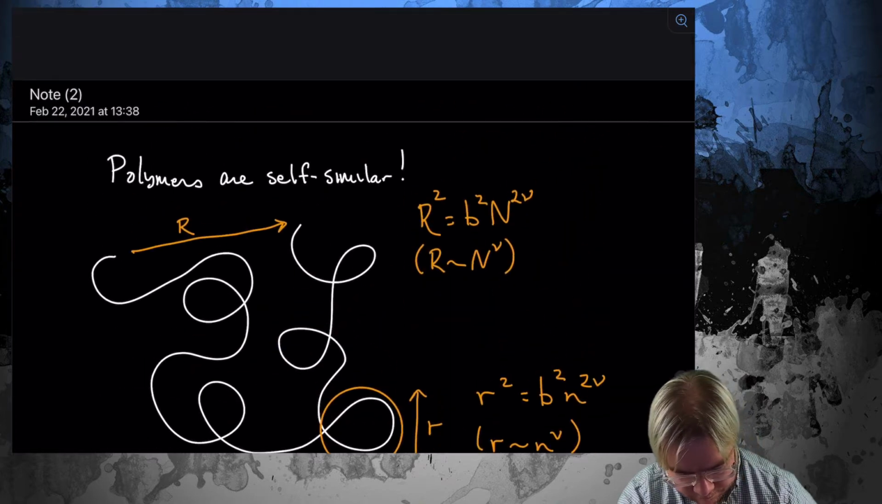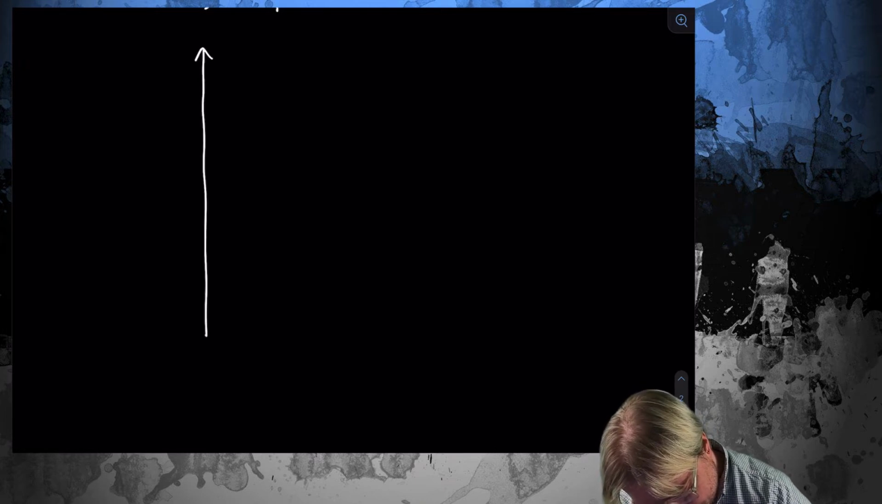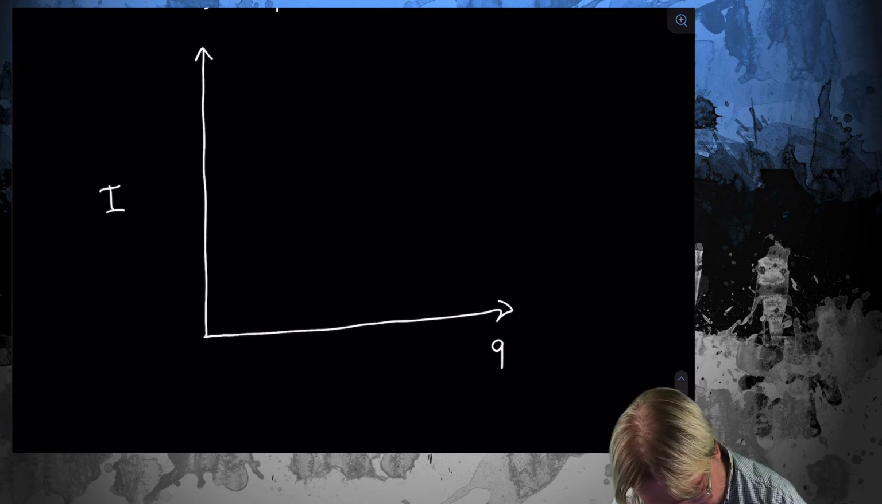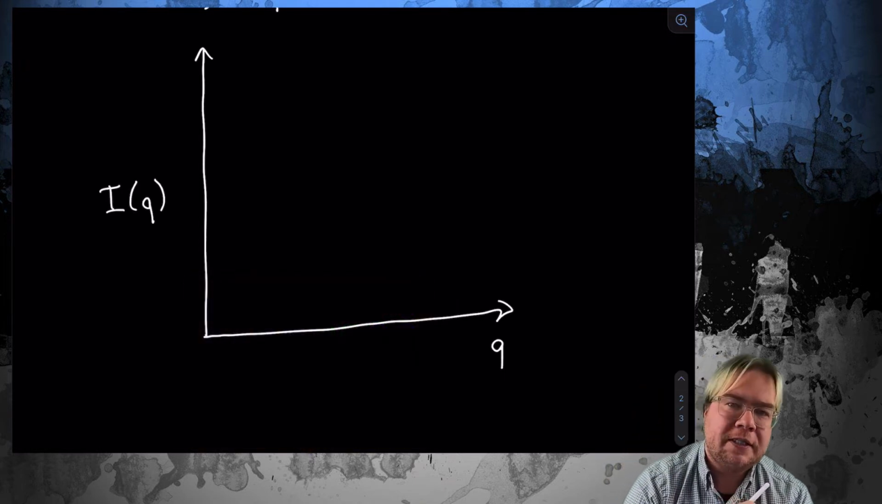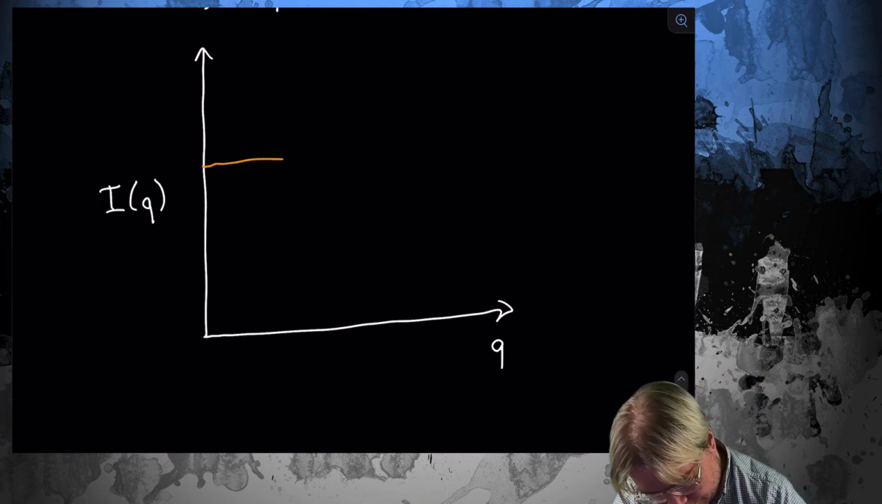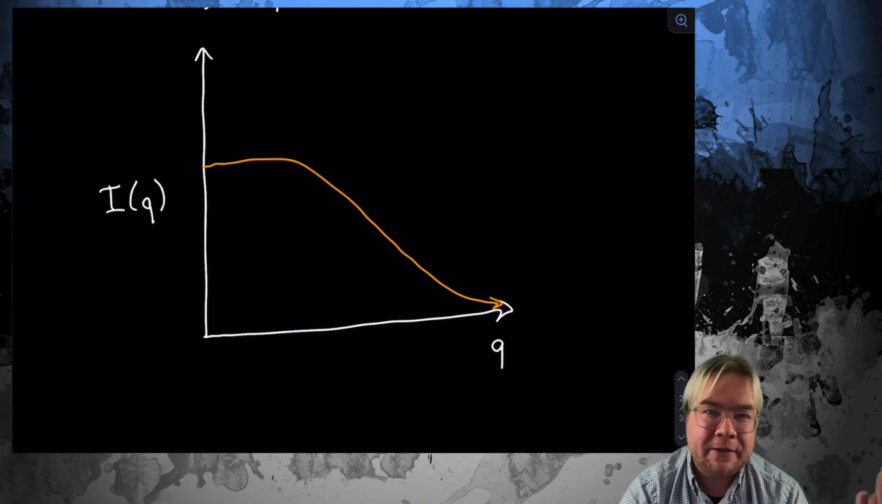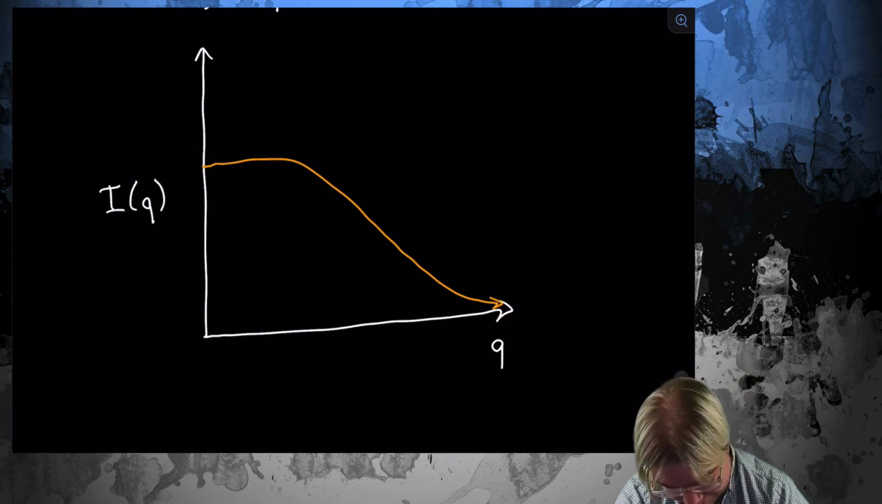Well, let's go back to what the problem is that we're trying to solve. The problem that we're trying to solve here is that I've done a measurement of a polymer chain with small angle neutron scattering. I've gotten a curve out that looks like this. And now I need to interpret it. I need to figure out what's going on.